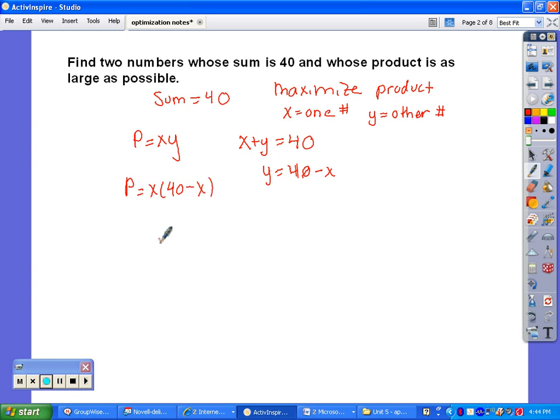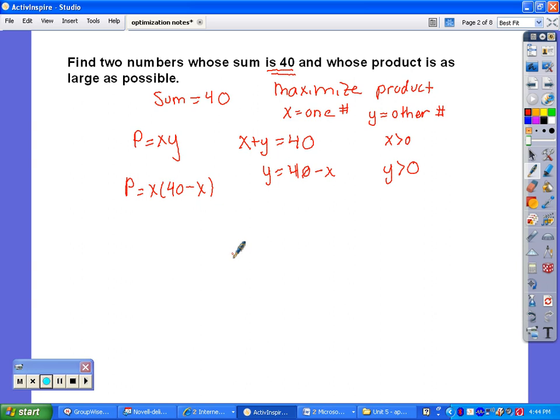Step 4 says determine the domain of the function, determine what values of the variable make sense in the problem. We most likely won't be dealing with negative numbers since we want the sum to be 40. So we're going to say x is greater than 0 and y is greater than 0. Those are my constraints.